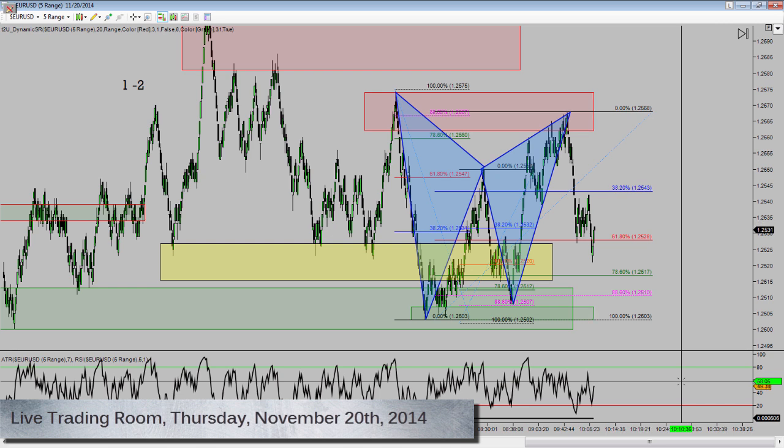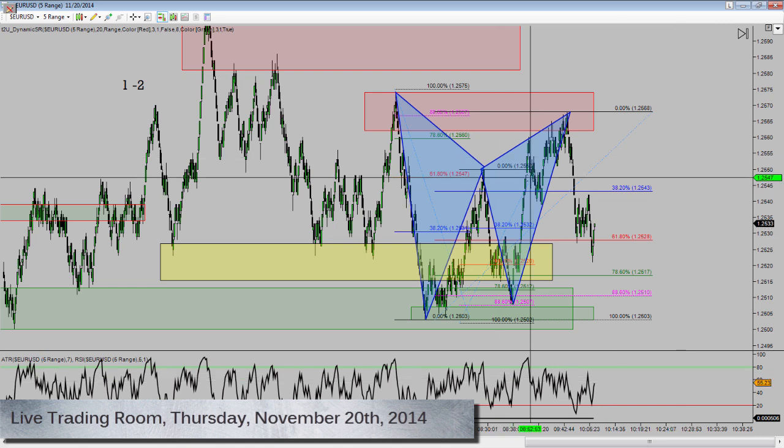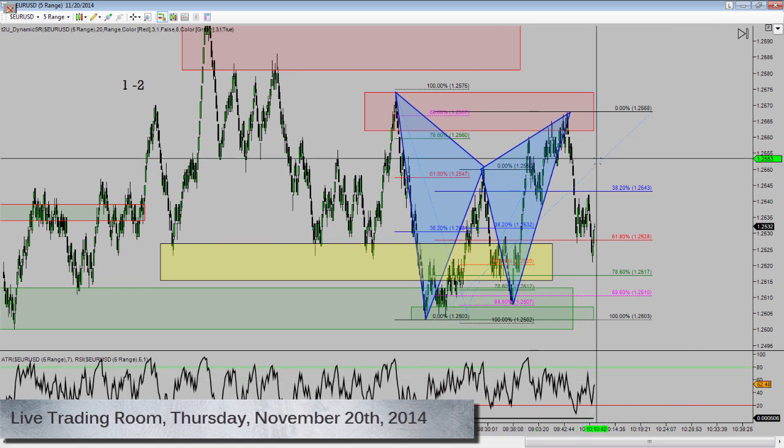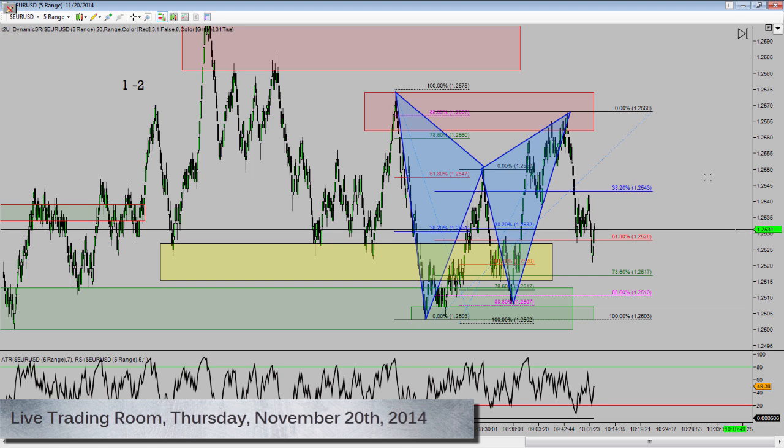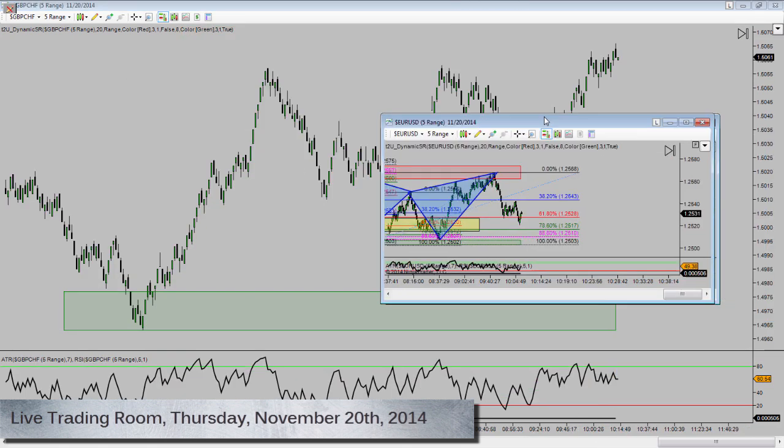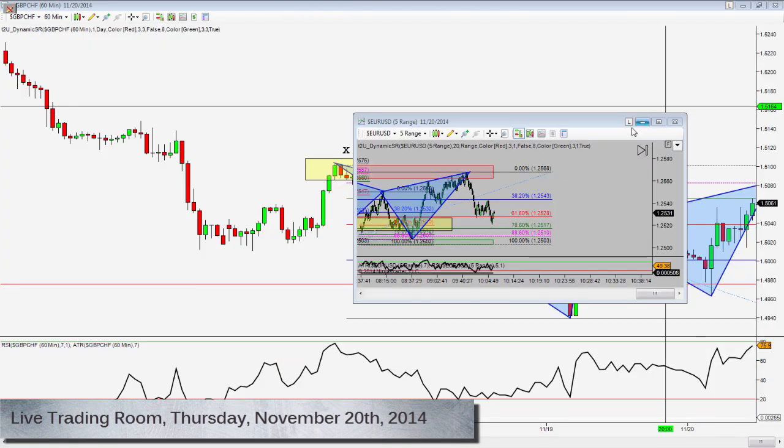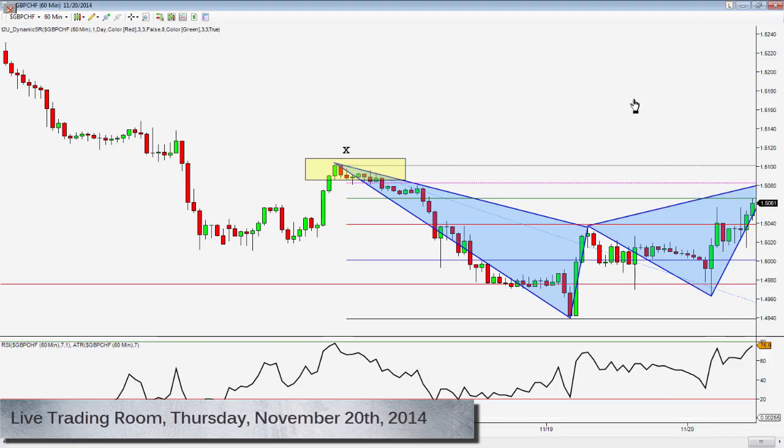I only took a first target on the euro dollar Gartley pattern, or was it bat pattern? Gartley pattern. Only took first target on there. If you took targets too, you probably made what? Another 10, 15 pips on top of that. So well done. Pat yourself on the back, and hopefully you gained some confidence in that skill.